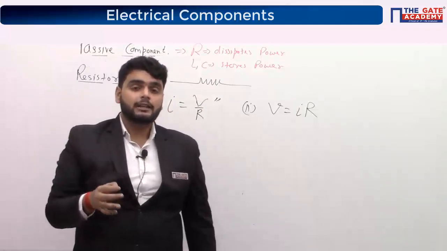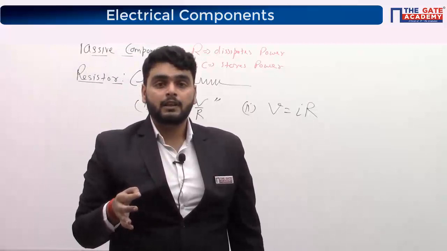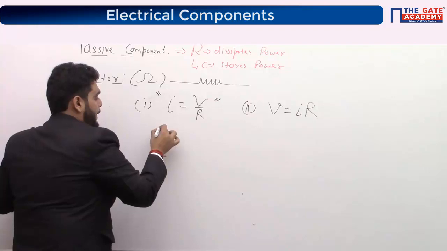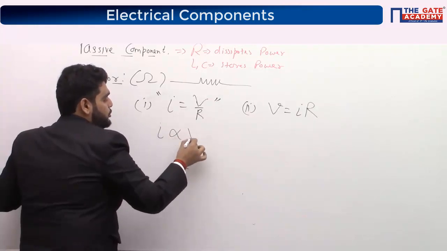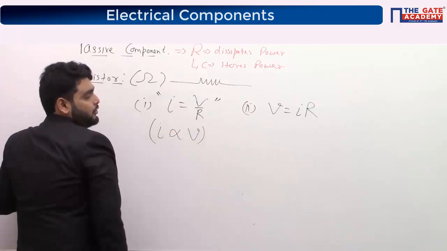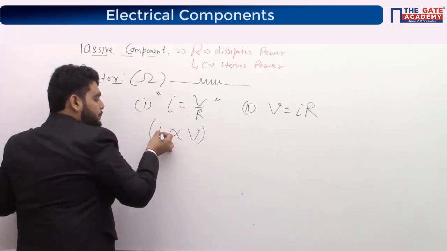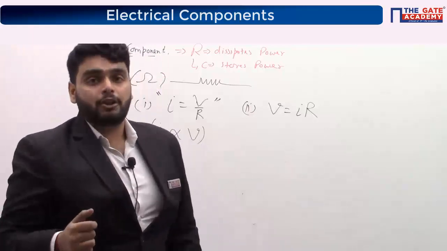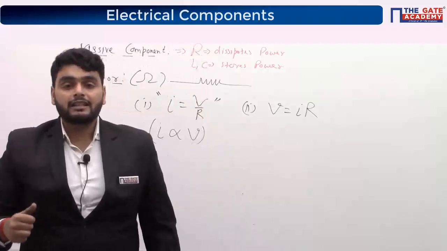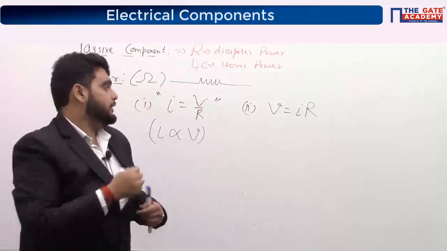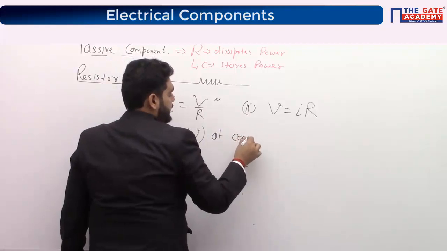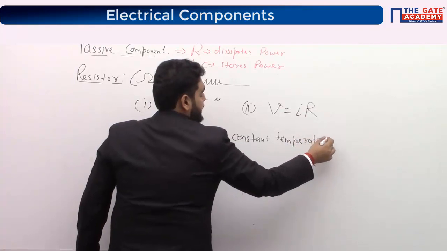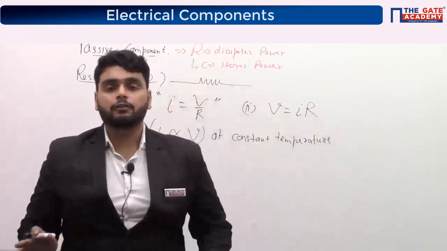The definition of Ohm's law that you will see in any authentic book is that the current passed through any load is proportional to the voltage applied across it. It means current is the output, voltage is the input, according to Ohm's law. And the most important thing, it's proportional to the voltage at constant temperature. These three words are the most important: at constant temperature. If temperature is not constant, Ohm's law will not be followed.